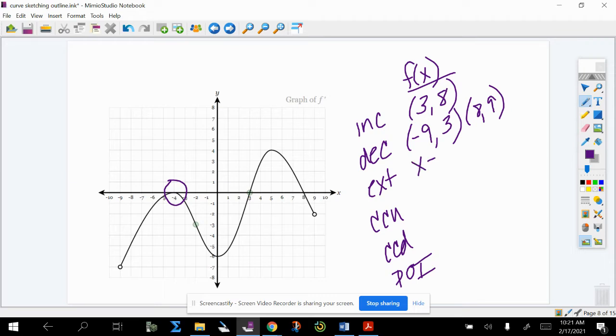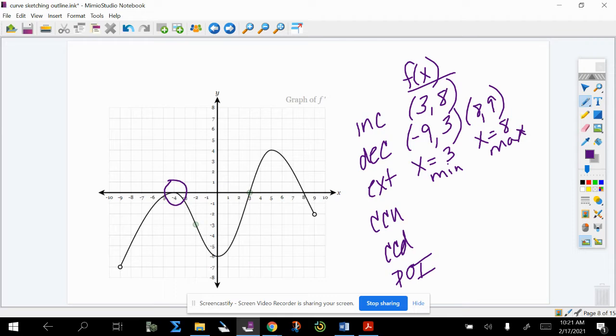That's going to happen at 3 and at 8. And I can always say what type of extrema it is. So at 3, prior to 3, it had a negative derivative. So it was decreasing after it was increasing. So that is a minimum. And then from 8, before 8, it was increasing and then it was decreasing. So that creates a maximum. I can't tell the y values because I do not have an original function.